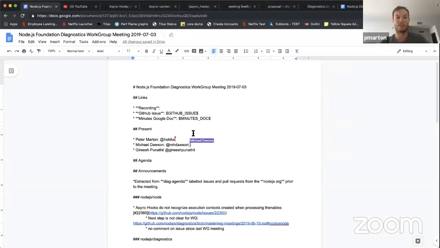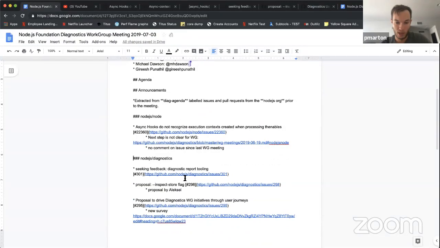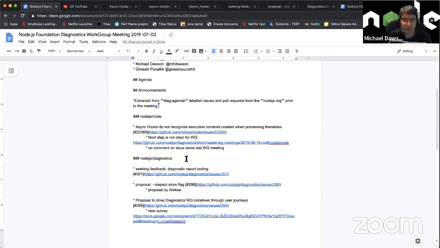This is the Node.js Foundation Diagnostics Working Group meeting, July 3rd. Before we go to the agenda, is there anything which is not on the agenda and we feel we should discuss? I don't have anything to add. Okay, then let's go to the agenda.